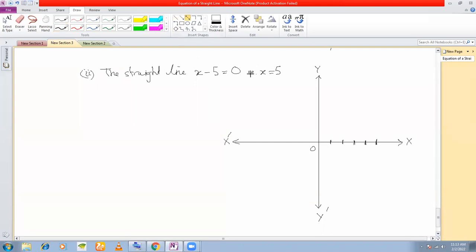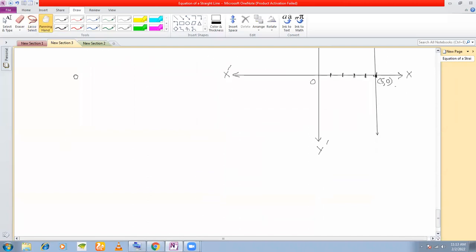And then this straight line, because it is of the form x is equal to a, it will be parallel to the y-axis. And it must pass through this point. And what is this point? It must pass through the point 5, 0, because the straight line is x is equal to 5. Okay. That leads us to a very important note.